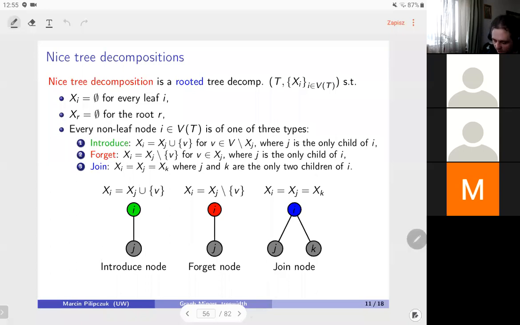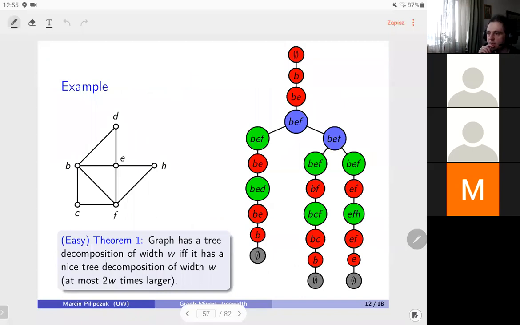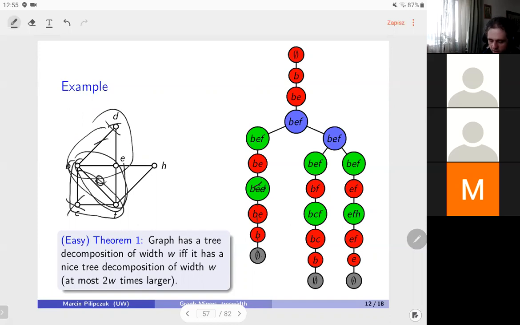I wanted to highlight that these nice decompositions become a bit more elaborate than the standard ones. Sometimes it's harder to draw them, but you can think of this graph: on one side you start with this triangle here, BED, then you forget D and introduce BF, and on the other side you can introduce BCF, forget C, and introduce BEF.